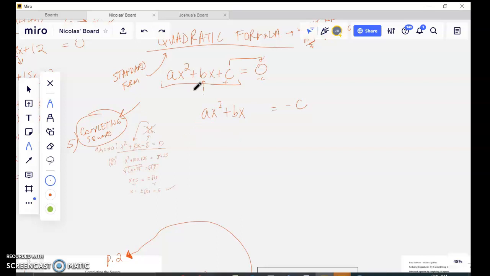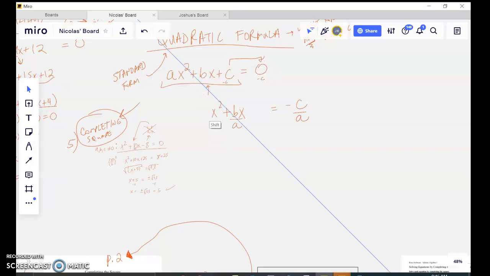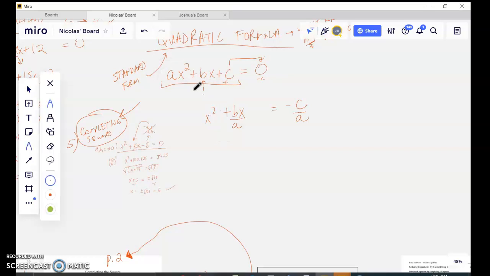Divide everything by a. You divide by a, divide by a, and divide by a. Then that just becomes x squared plus b over a x equals negative c over a. Looks gross, but it is what it is. And what's our next step?